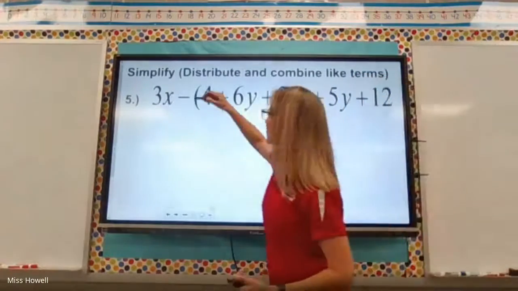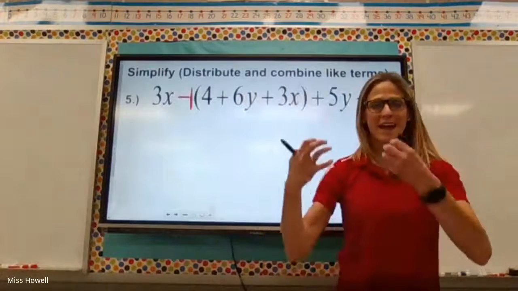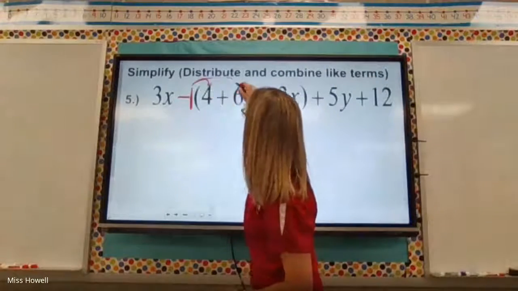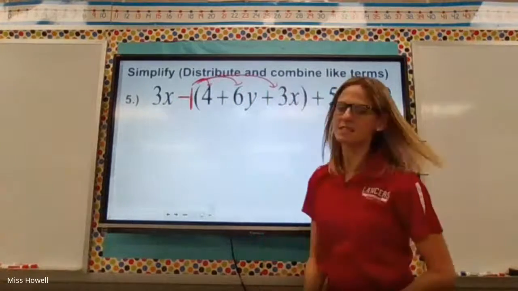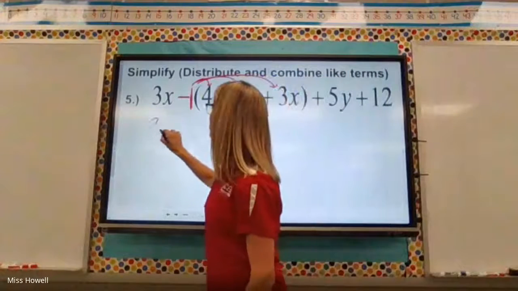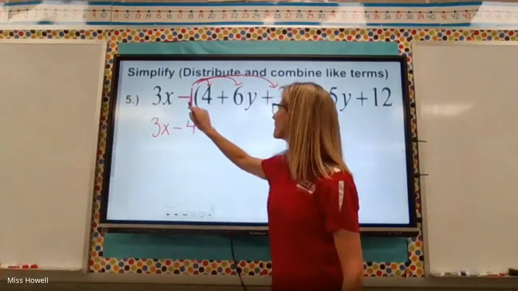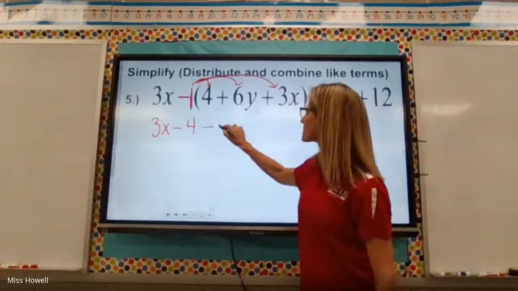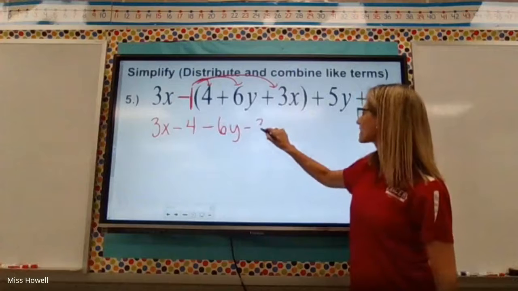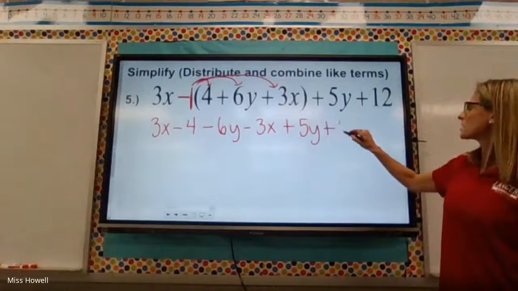No outside number here. Again, this is a 1, and in this case, technically a negative 1 that has to get shared to everything on the inside. So boom, boom, boom. In this case, it has to get distributed to 3 other terms. So be careful. So 3x, negative 1 times 4 would be a minus 4. Negative 1 times 6y would be a minus 6y. And a negative 1 times 3x would give us a minus 3x. All right, we still have this plus 5y, and we still have this plus 12.